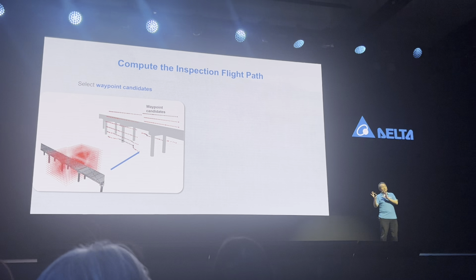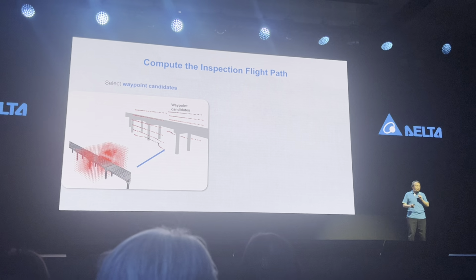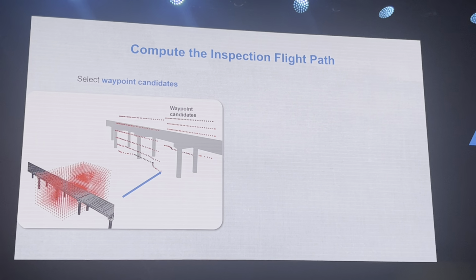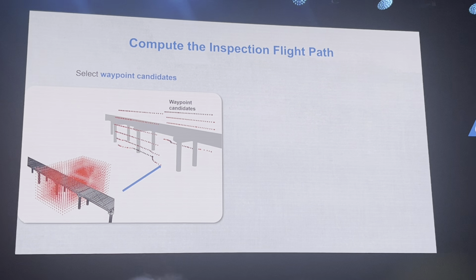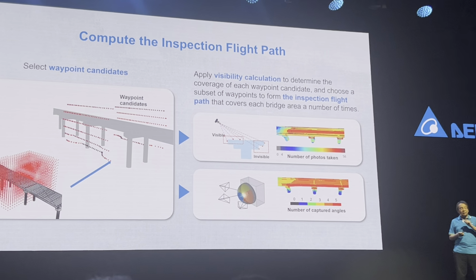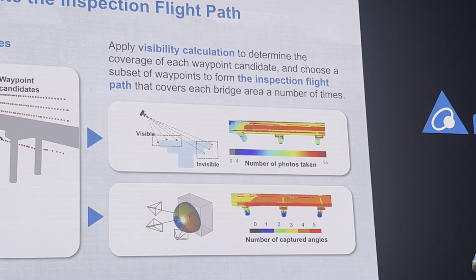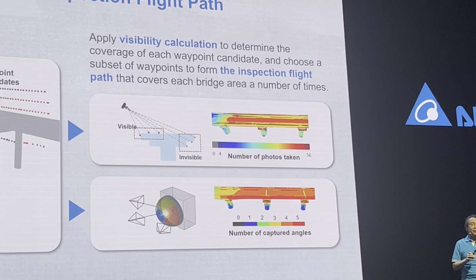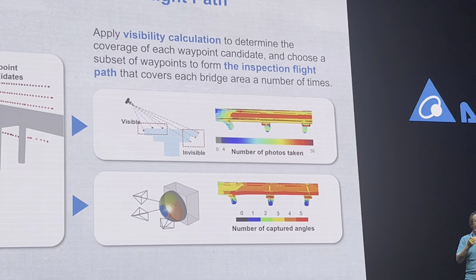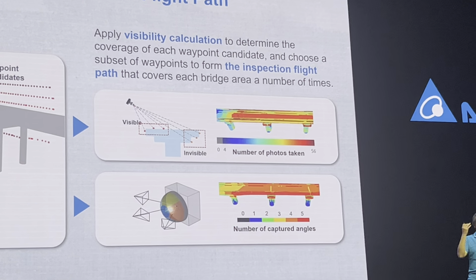So how do we calculate this path? Given a target bridge segment and its detailed 3D model that I just described, we first select a large number of waypoint candidates surrounding the target bridge segment. And for each waypoint candidate, we apply a so-called visibility calculation algorithm that computes the coverage of the bridge from the standpoint of that waypoint candidate. And then based on this visibility calculation result, we filter and select a subset of these waypoint candidates to form the final inspection flight path.